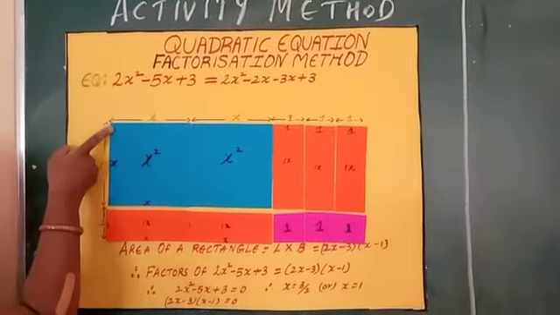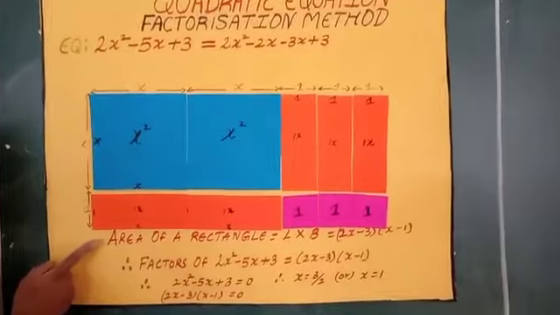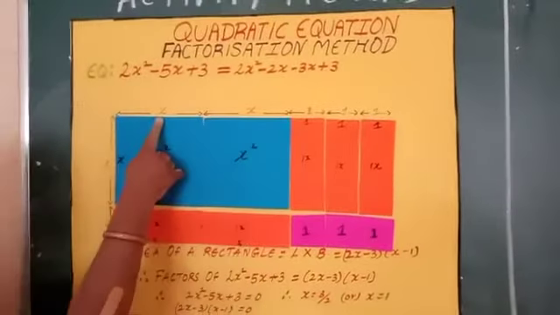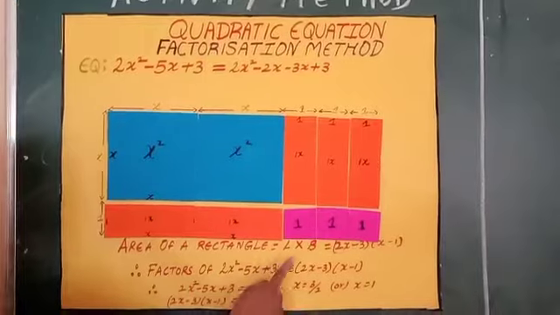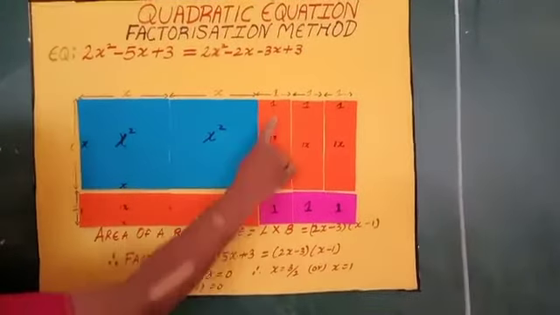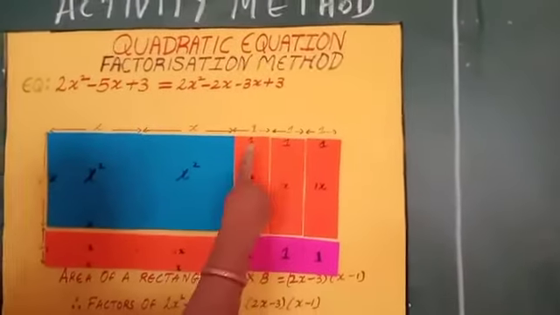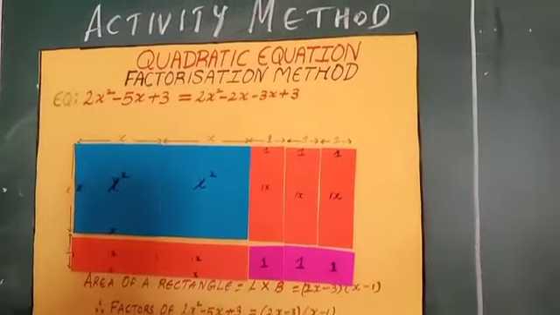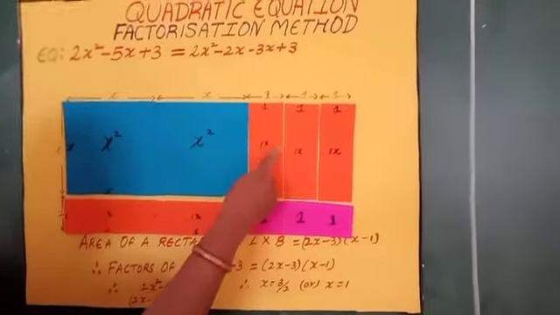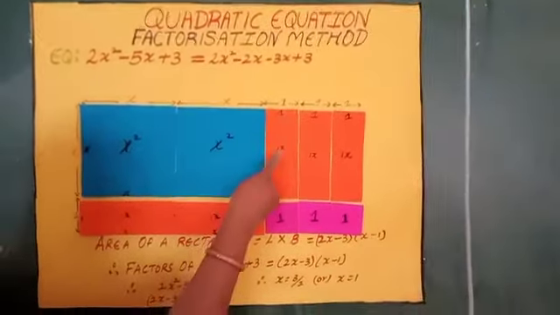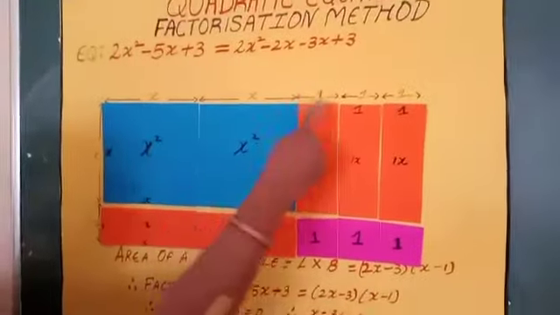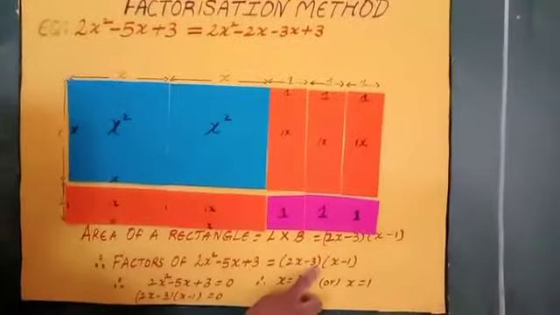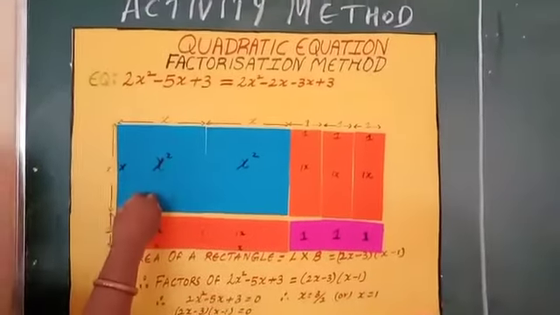Now see, what is the area of the rectangle? Area of the rectangle is length into breadth. What is the length here? How many x are there? 2x are there, so write 2x. And how many orange small rectangles are there here? 1, 1, 1, so 3. Length into breadth. So 2x and 3. But the symbol here is minus, so we are considering minus 3. So 2x minus 3.